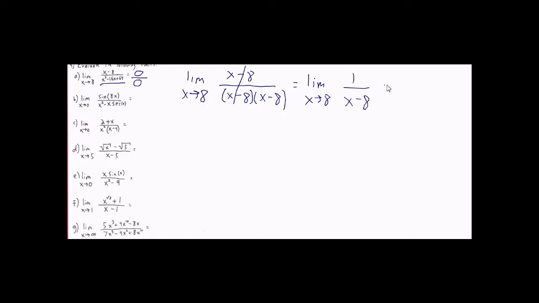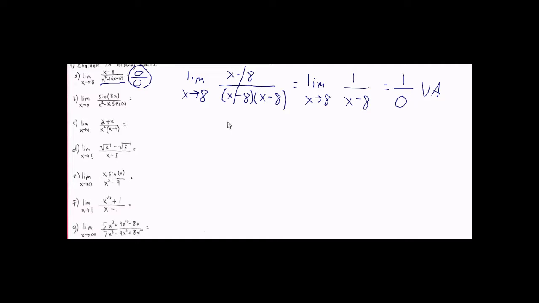Now we try to plug in again, and oh no, 1 over 0. Well, this is not the same thing as 0 over 0. 0 over 0 is indeterminate. You don't know what's going on. You have to do more work. Over here, this is 1 over 0. This is a vertical asymptote, a VA. There you go. Vertical asymptote.